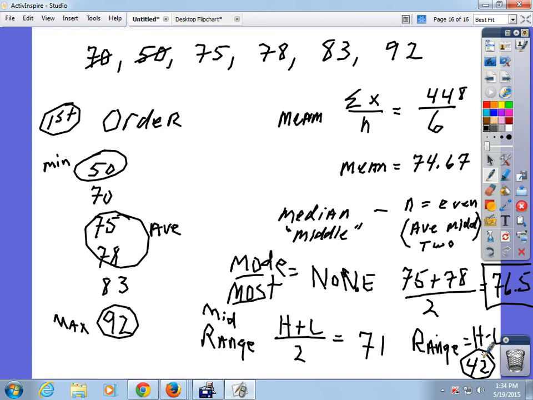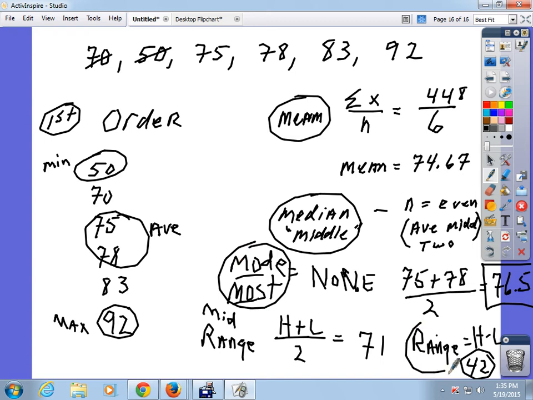Alright, and like I say, most of you know this stuff, except when I start asking about standard deviations. And some of you don't know it because you believe whatever the calculator says and don't even know what the definition of standard deviation is. So let's go over what standard deviation is. So any questions on these things? The mean, the median, the mode, the range, and the mid-range. Everybody should know those.